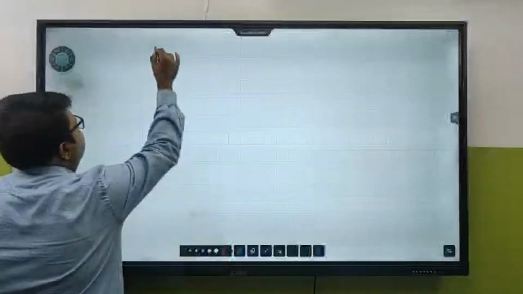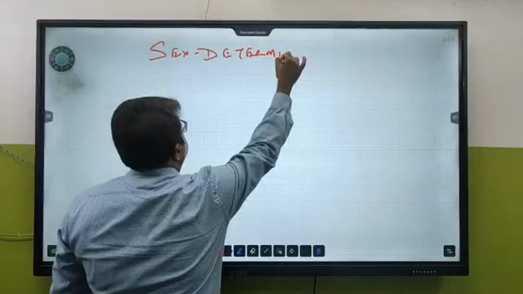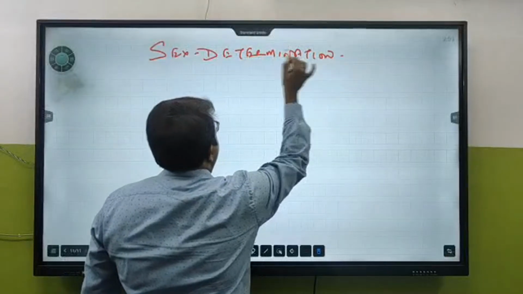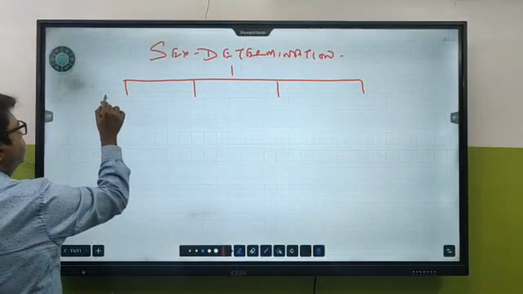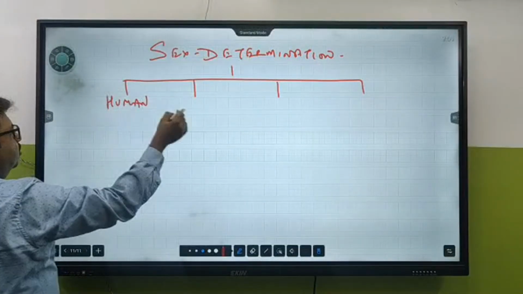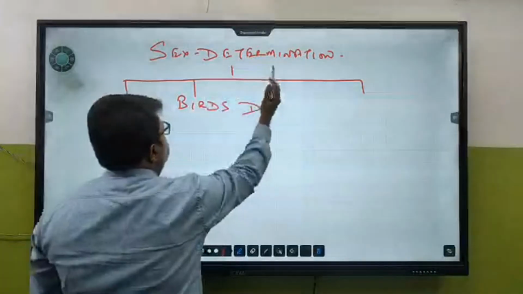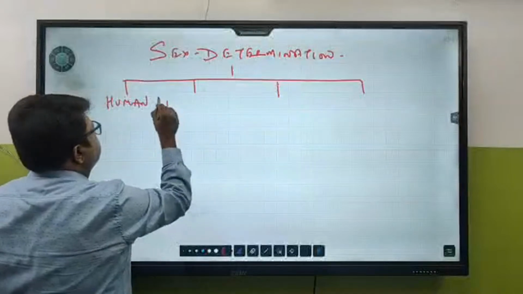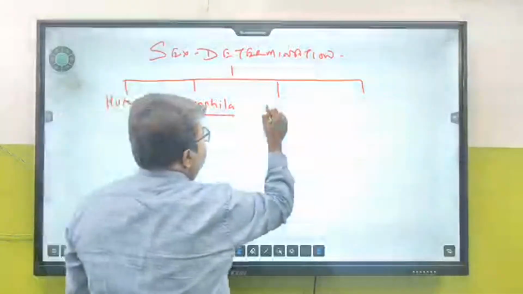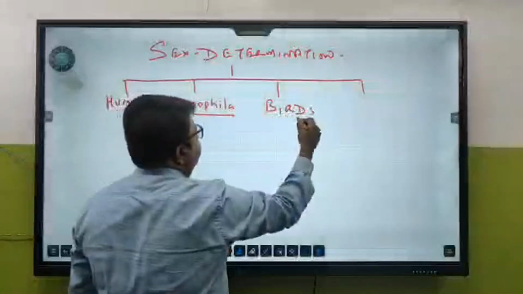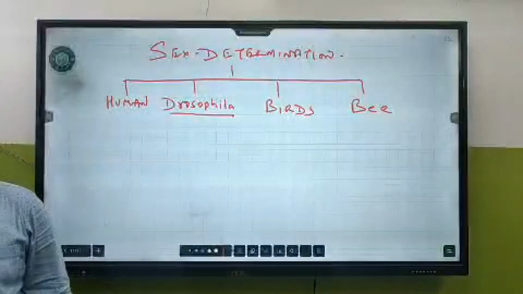Srijan, tell me what we are going to study? Sex determination. See, we need to study about 4 organisms. The first one about human. Second one is Drosophila, that is fruit fly. The third one is birds, and the fourth one is bee. There are 4 examples being given in your book.